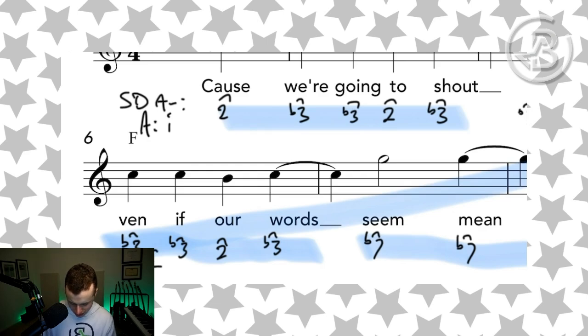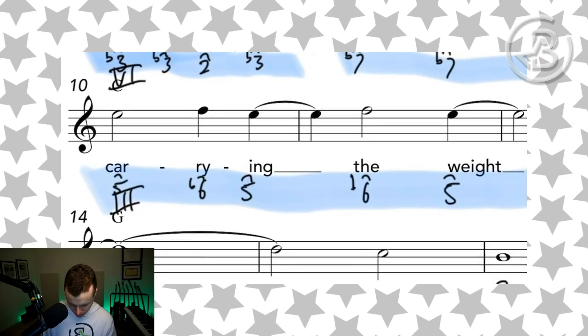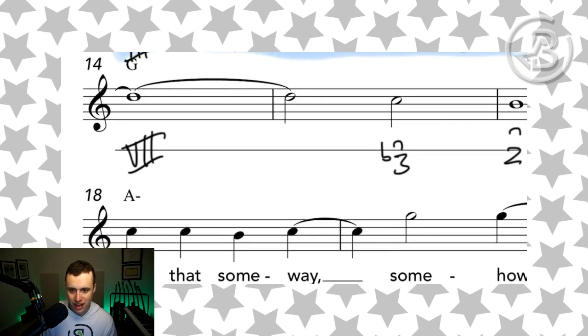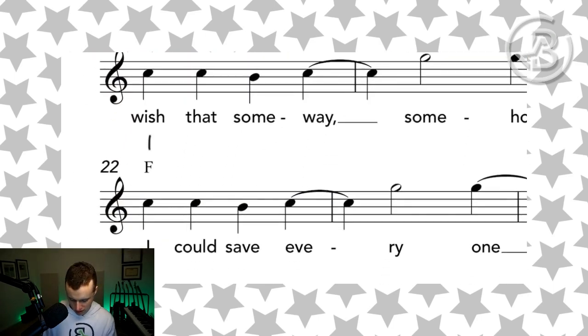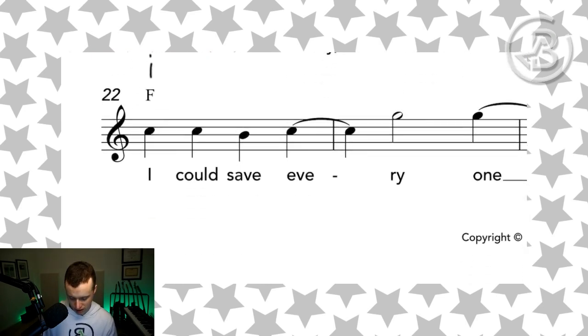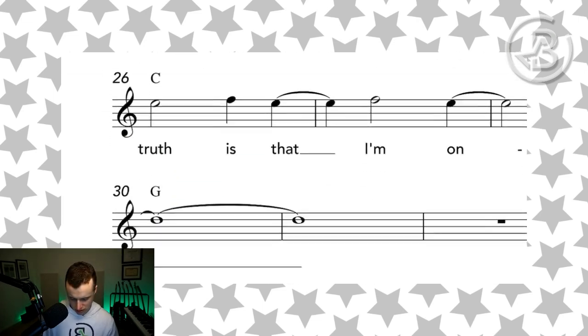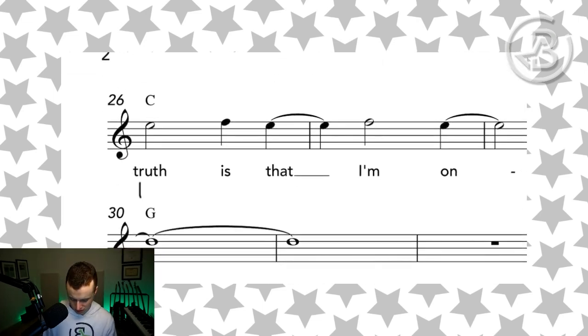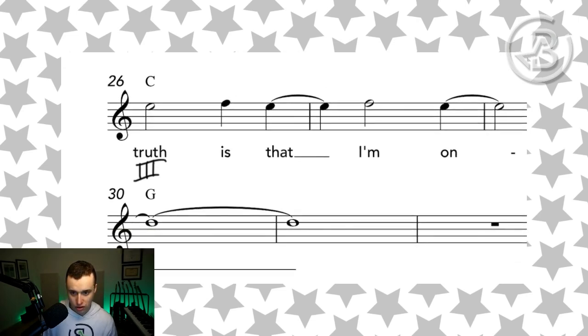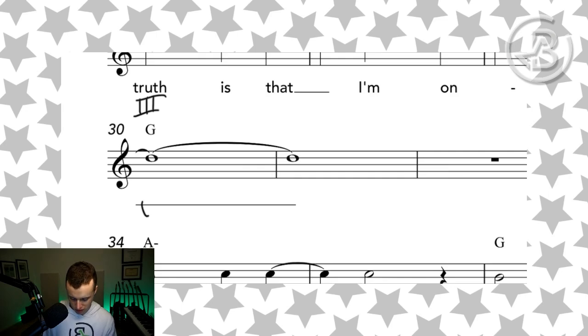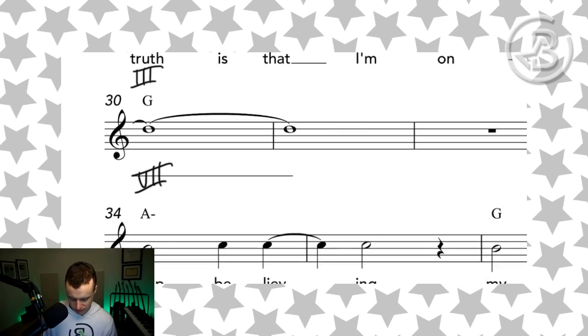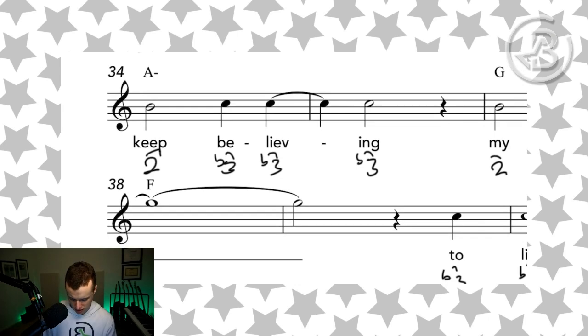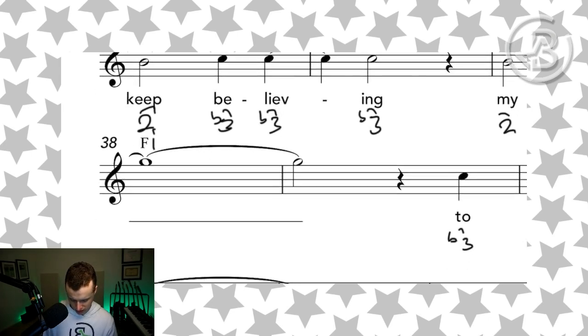F is going to be 6. C is going to be 3. G is going to be 7. There you go. A, 1, F, 6. C is going to be 3. G is going to be 7. A is going to be 1. F is going to be 6.